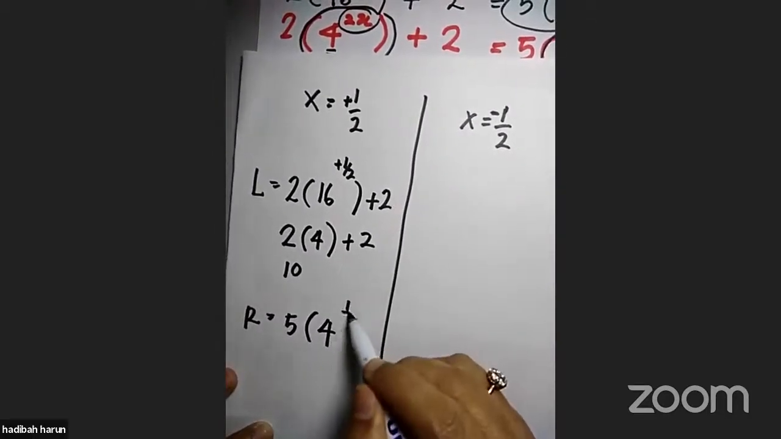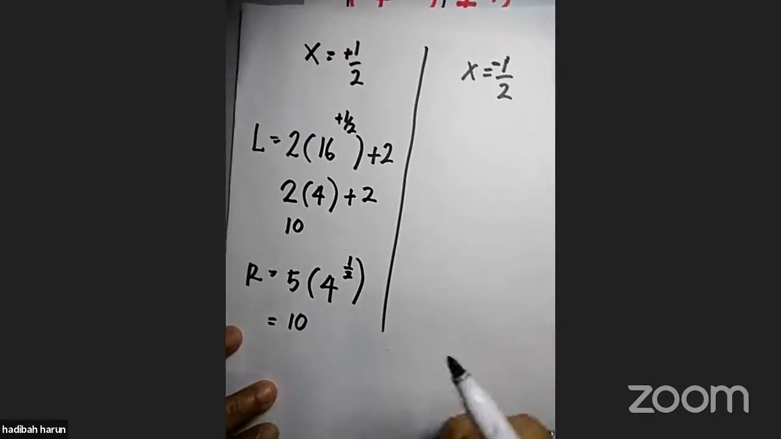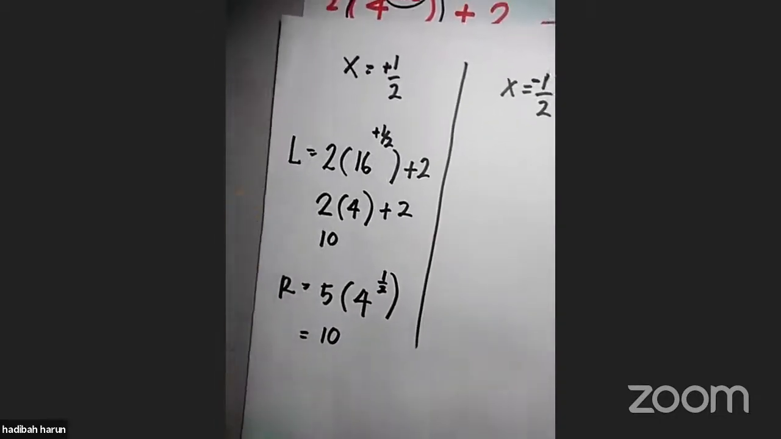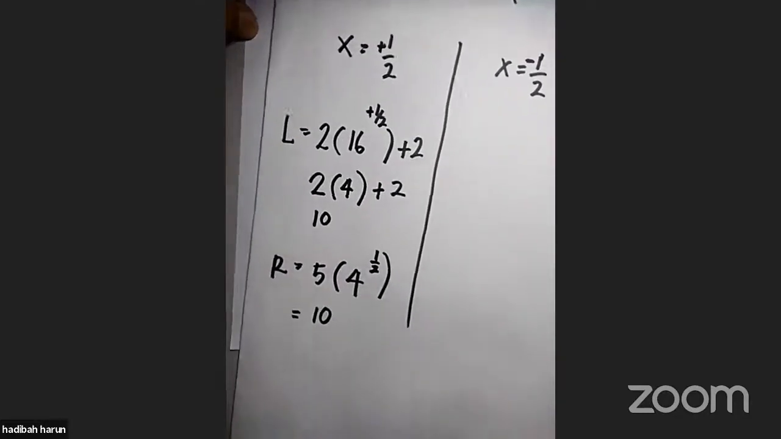4, your x is half. Square root of 4 is 2. 2 times 5 is also 10. Then your answer should be correct. Okay, you don't worry. Always check your answers. Okay, you have time to check your answers.